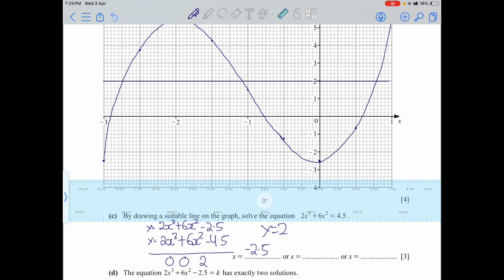The other point is basically negative 1.08. Another one would be 0.75, 0.8, so 0.79, positive 0.79.